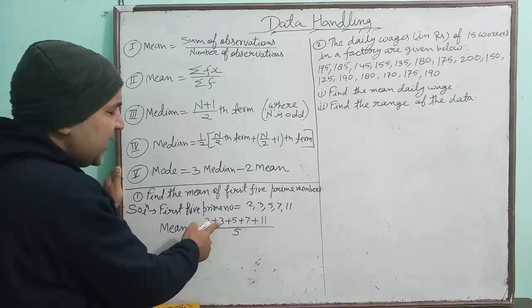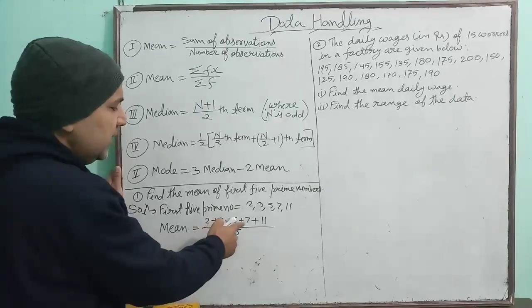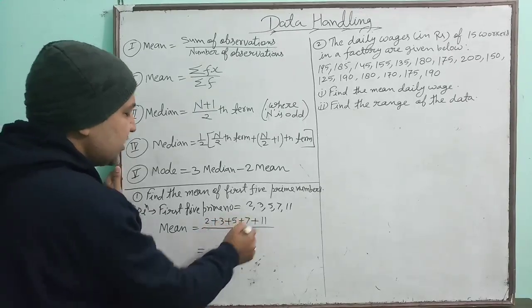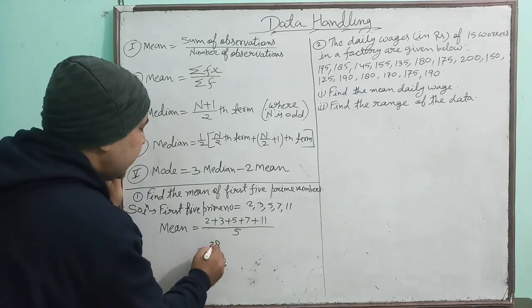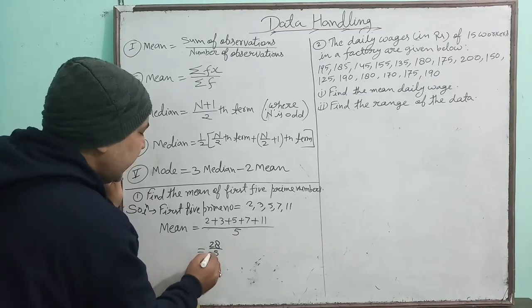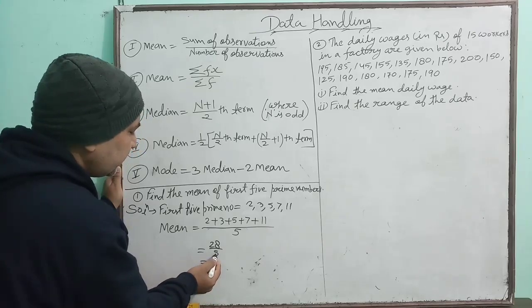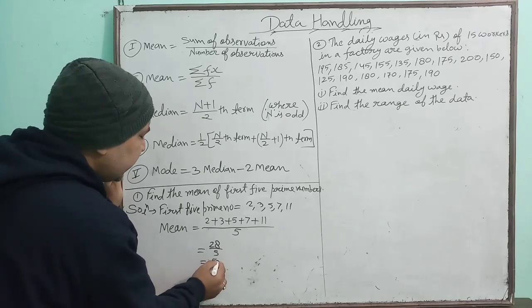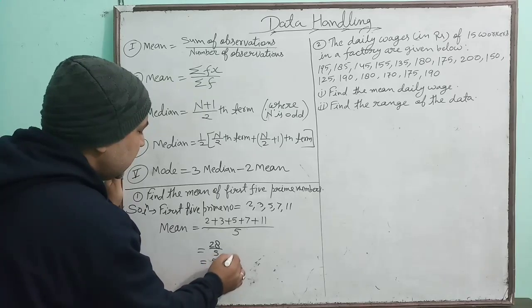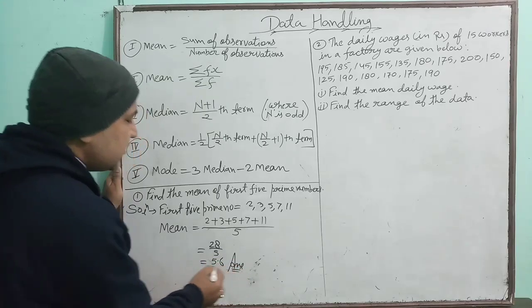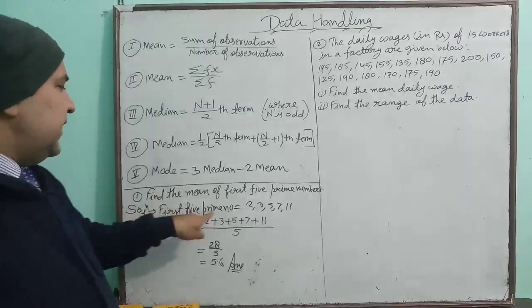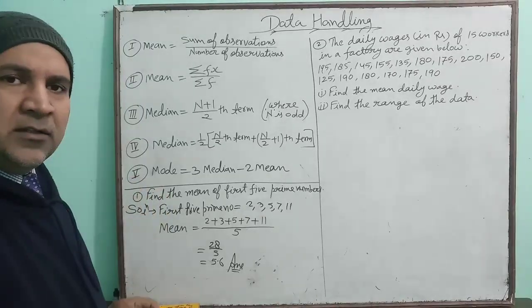2 plus 3 is 5. 5 plus 5 is 10. 10 plus 7 is 17. 17 plus 11 is 28. So 28 upon 5. Now divide it and get your answer. 5 into 5 is 25, decimal, then 6. 5.6 is the mean. If simply observations are given, then this is the formula for finding the mean.